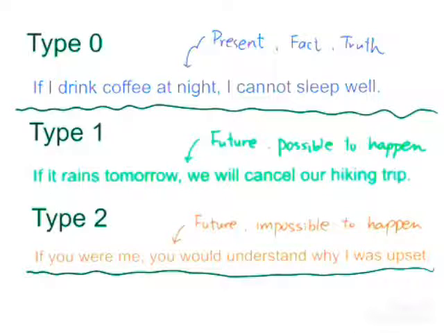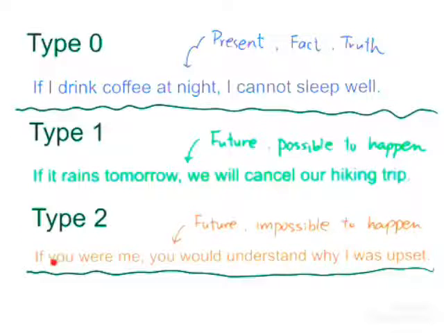Very obviously, this sentence is about some fact, some truth, okay, that happens all the time. So we'll use present tense in the if clause and present tense in the main clause to talk about conditions like this, okay? Some fact, some truth, some habit that happens all the time. If I drink coffee at night, I cannot sleep well.